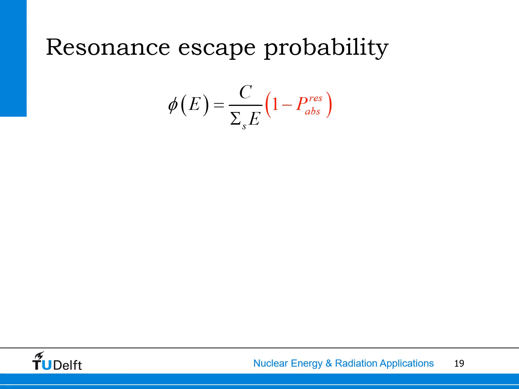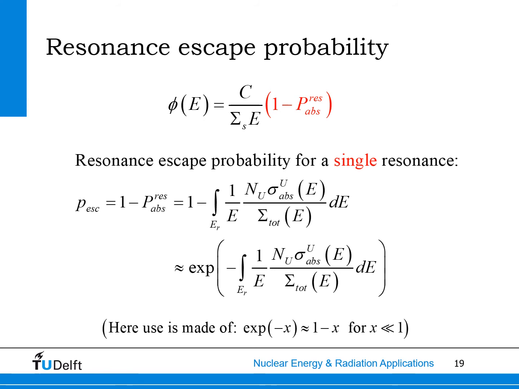Substituting the expression for the absorption probability given 2 slides ago, we get for the resonance escape probability the formulas on this slide. Because the value of the integral is usually very small, we can approximate 1 minus a small number as the exponential function. This is handy on the next slide, where we want to calculate the total resonance escape probability of all resonances in the epithermal range.